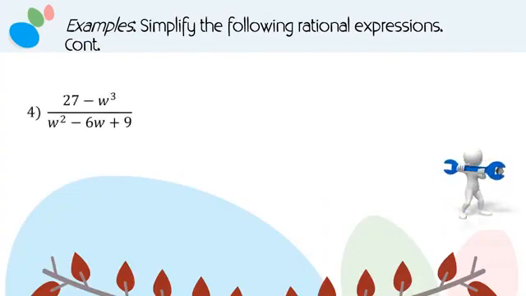Okay, our fourth example, example number 4, you have 27 minus w raised to the power of 3 all over w squared minus 6w plus 9. Okay, first we need to factor the numerator. So the question now is, what is the factor of the numerator?